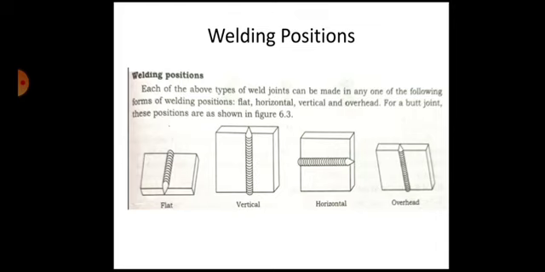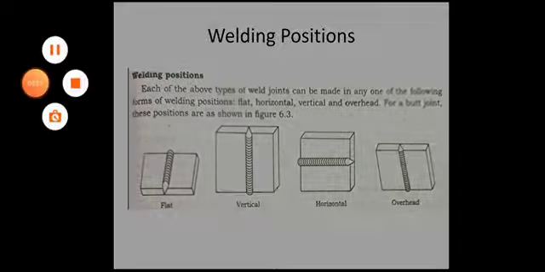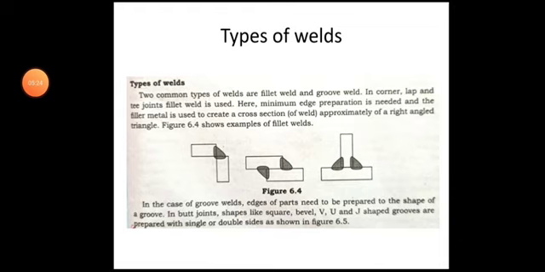There are various welding positions. They are flat, vertical welding, horizontal welding, overhead welding, etc. These are the various positions of welding. Next, type of weld. Common types of welds used are fillet weld and groove weld.